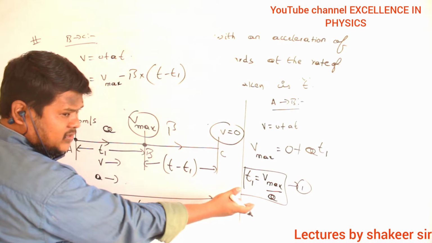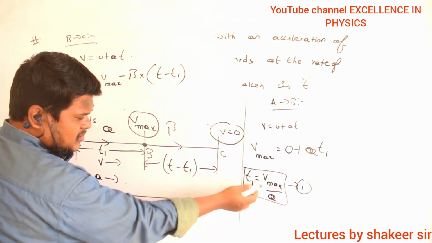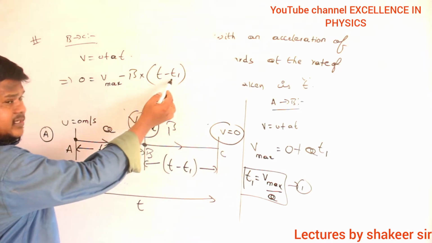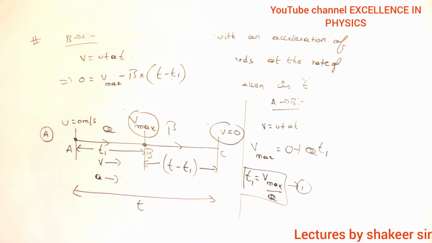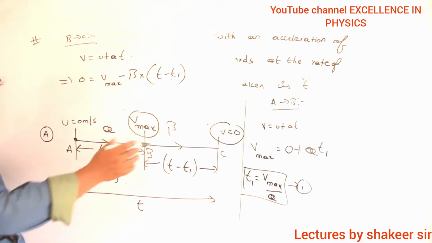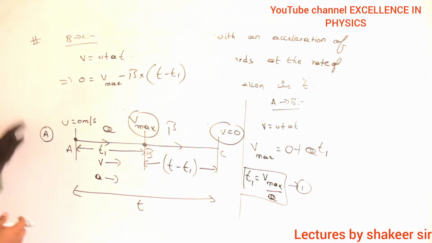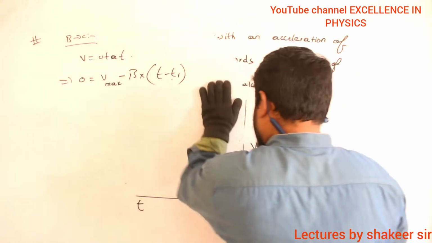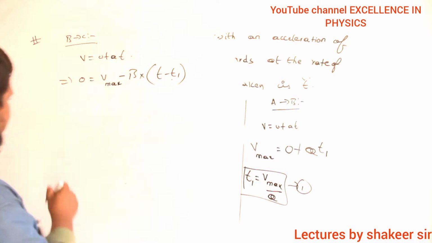Already I have equation number 1, no? What is equation number 1? T1 is equal to V max divided by alpha. So take this T1 and substitute here. Then I will have only one unknown quantity, no more. That's all. By using this technique, you can do the calculation. Understood? Now try to substitute and get the answer. Come on. Okay, ma?